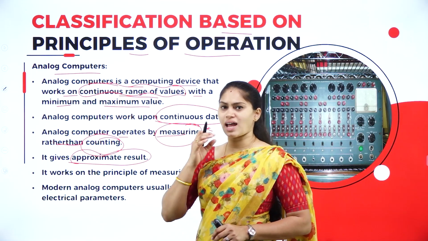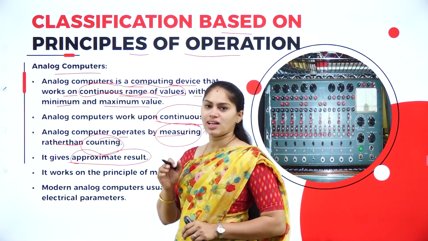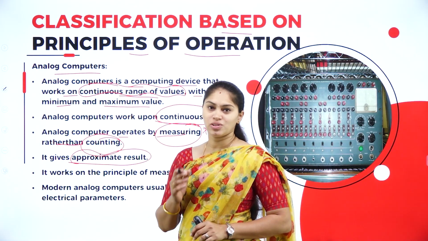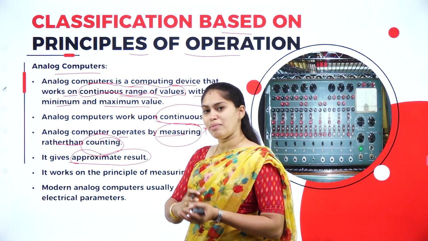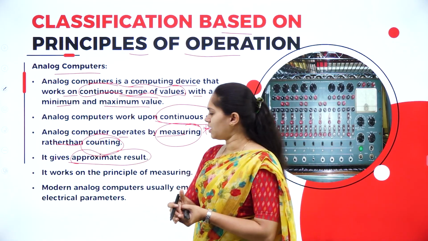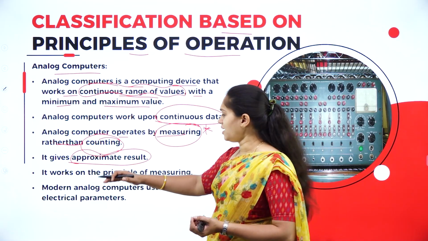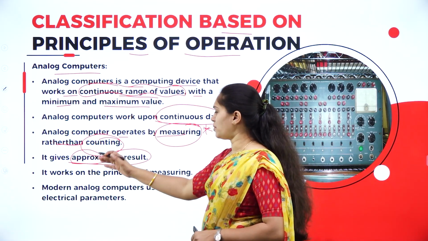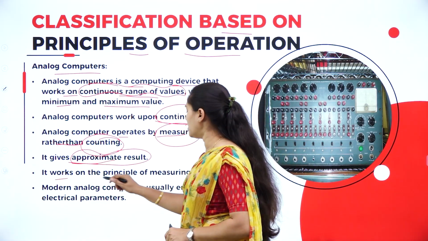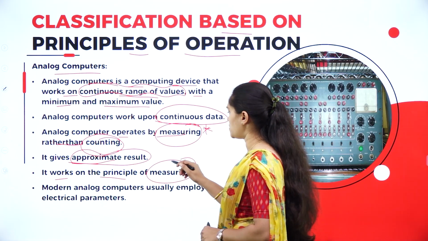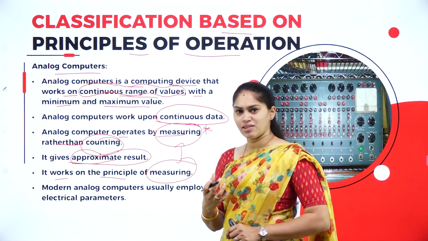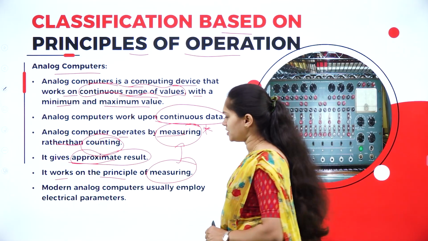So we can't expect an accurate result from this analog computer. More often it is going to give an approximate result, but it will be near to the accurate value. Even we can't neglect it. Though it gives an approximate result, mainly it works on the principle of measuring. That's why I said it has more weightage for measuring rather than for counting.